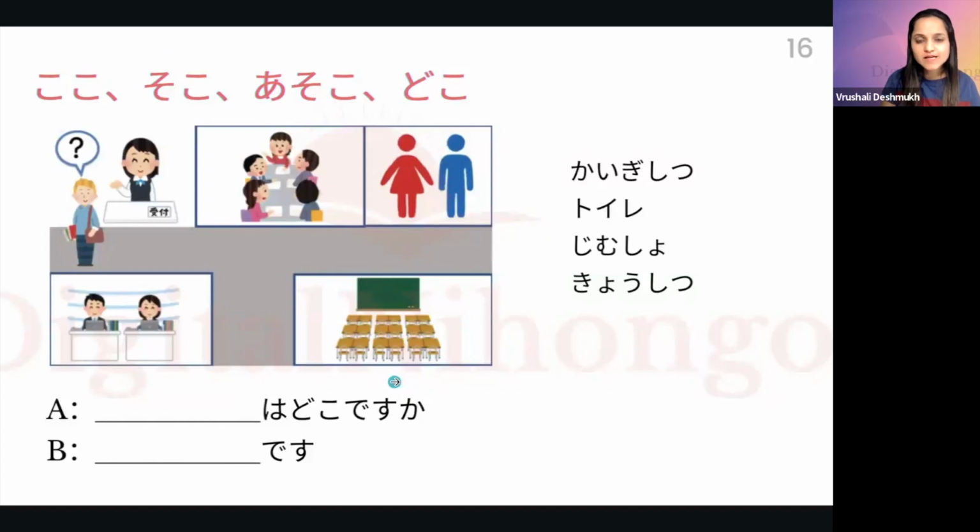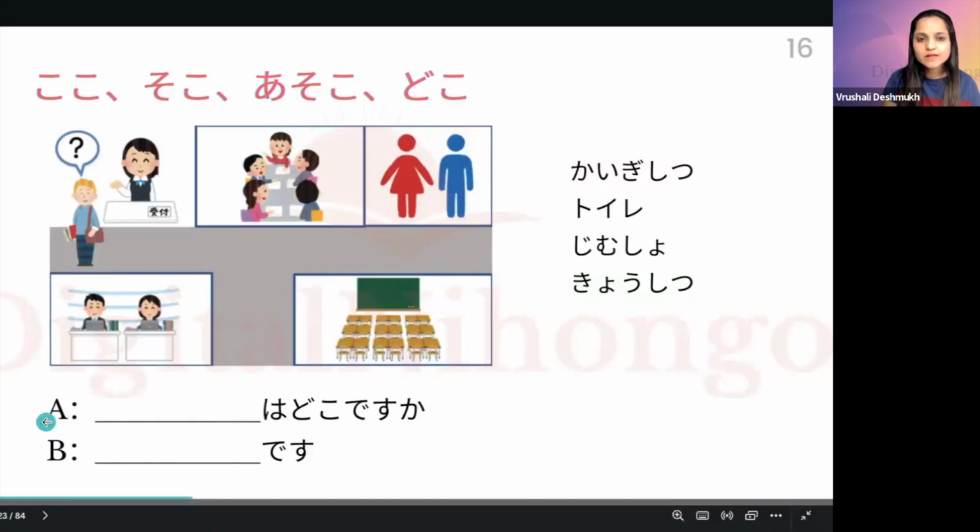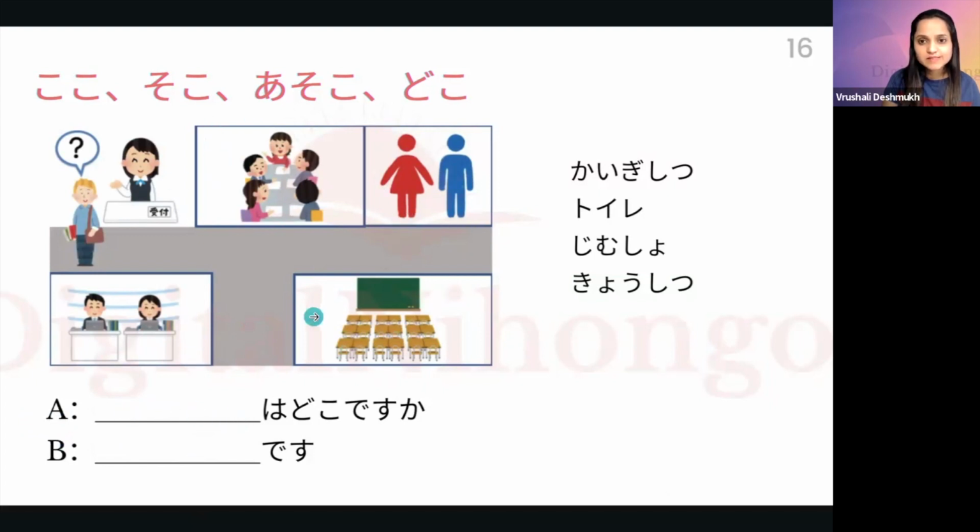So this is a small exercise which we are going to do now. You have to ask a question for these places. Kaigishitsu is meeting room. Toire is restroom. Jimusho is office. And kyoshitsu is classroom. You can say jimusho or uketsuke, reception. If it is a reception desk, you can say uketsuke. Now this person is coming here and asking this person.